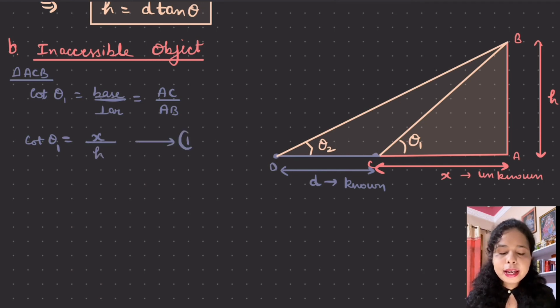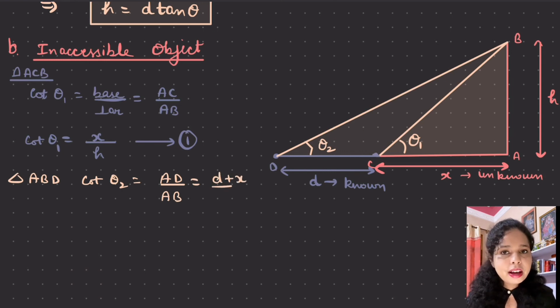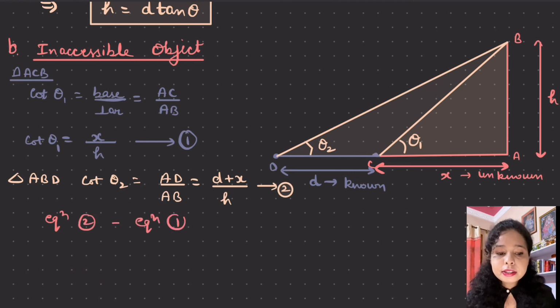Similarly, in triangle ABD, we have cot theta 2 is equal to base, that is AD, divided by perpendicular, that is AB. So we have cot theta 2 is equal to D plus X divided by H. So this is our equation number 2. Now we are going to subtract these two equations. So we have cot theta 2 minus cot theta 1 is equal to D plus X upon H minus X upon H.